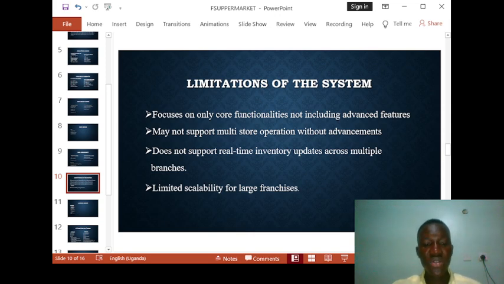Then we have limitations of the system. The system focuses on only core functionalities. In that database, as you see from my logical design, I've used only the core tables that are supposed to be in it, so we leave out the advanced table features of the system. It may not support multi-store operation, such as real-time inventory updates across multiple branches. If you have many branches, it may be technical. Then we have limited scalability for large branches, if you have many branches.